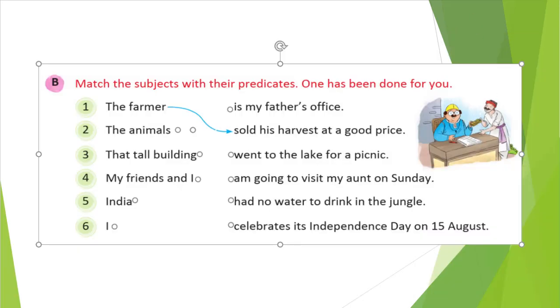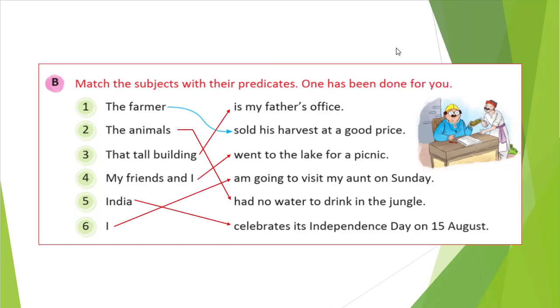Okay, so let's see here. Yeah, you see, the same thing I have selected, right? The animal had no water to drink in the jungle. The tall building is my father's office. My friends and I went to the lake for a picnic. India celebrates its Independence Day on 15 August, and I am going to visit my aunt on Sunday. Correct. So this way you can give the correct answer. Okay, students, let's see further.